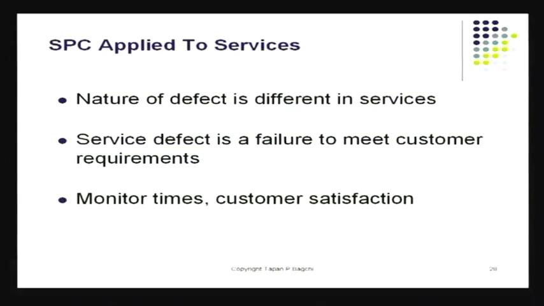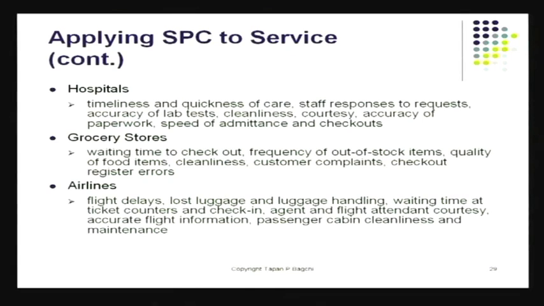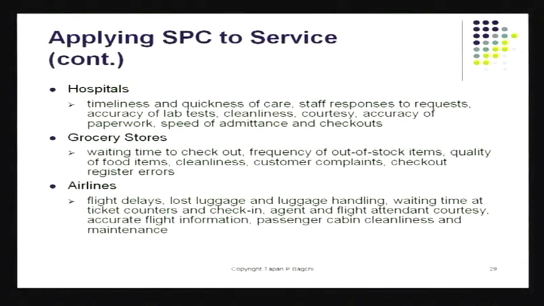So, you've got some examples. The nature of defect, of course, is different with services. These are not dimensions, these are qualitative many times. They are assessed differently. You look at some of the examples there. For a hospital, it could be the timeliness and the quickness of care. Someone came to a facility where they provide treatment, and it turns out that the timeliness and the quickness is not there. This happens sometimes in healthcare systems. Staff responses to different requests that you might be making may not be there. Lab tests may not be accurate, cleanliness may not be there, courtesy may not be there, accuracy of paperwork may not be there, and so on.